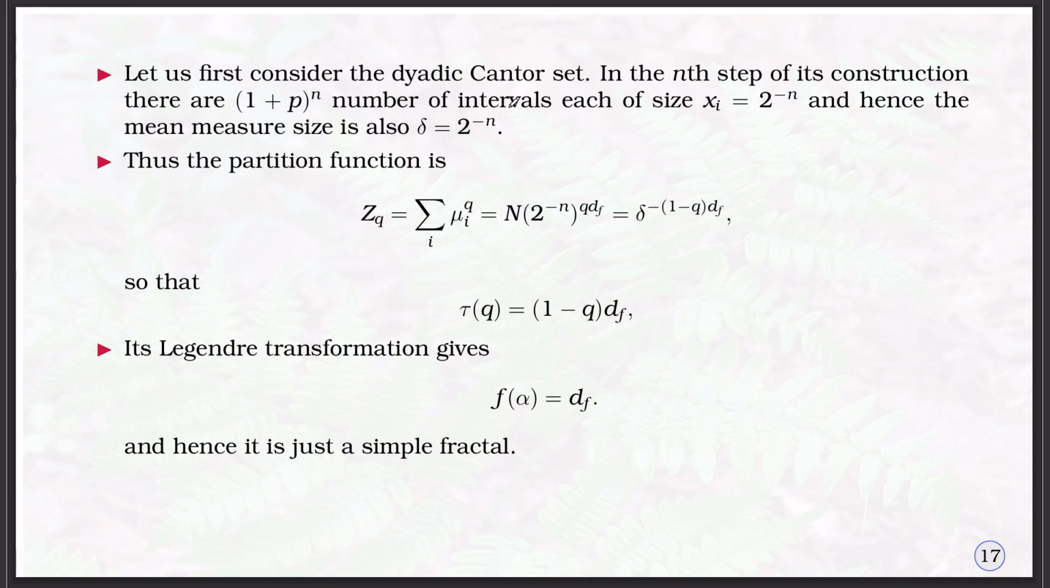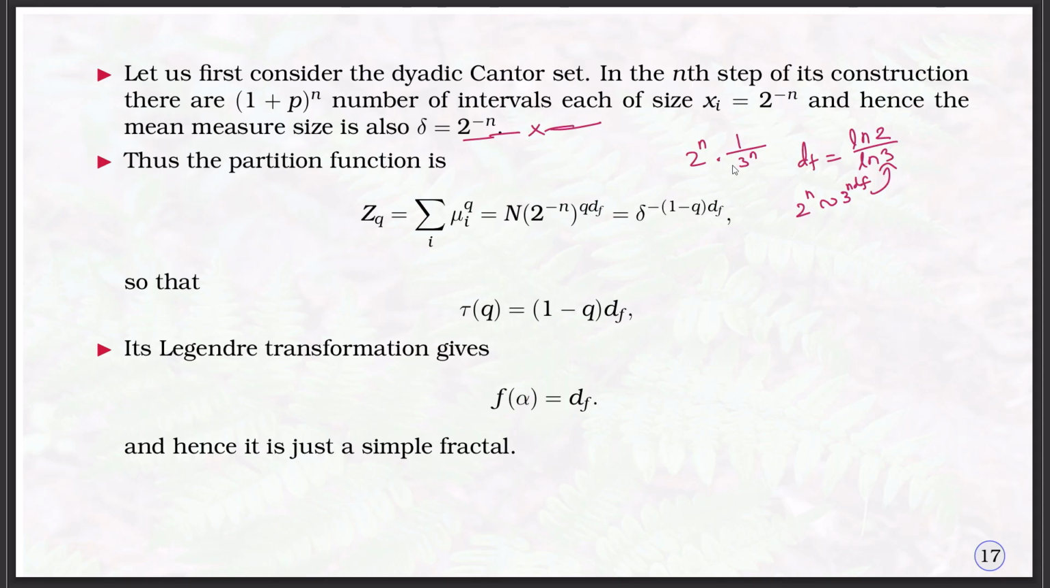In the nth step of the construction there are (1 plus p) power n intervals, each of size xi equal to 2 power minus n, and hence the mean measure size is also delta equal to 2 power minus n. Before applying the multifractal formula, in the triadic Cantor set we have 2 power n intervals, each of size 1 by 3 power n. So this also obeys the power law property between the size of the interval and the number of intervals required to cover. We obtain df equal to ln 2 by ln 3. That means 2 power n is directly proportional to 3 power n df.